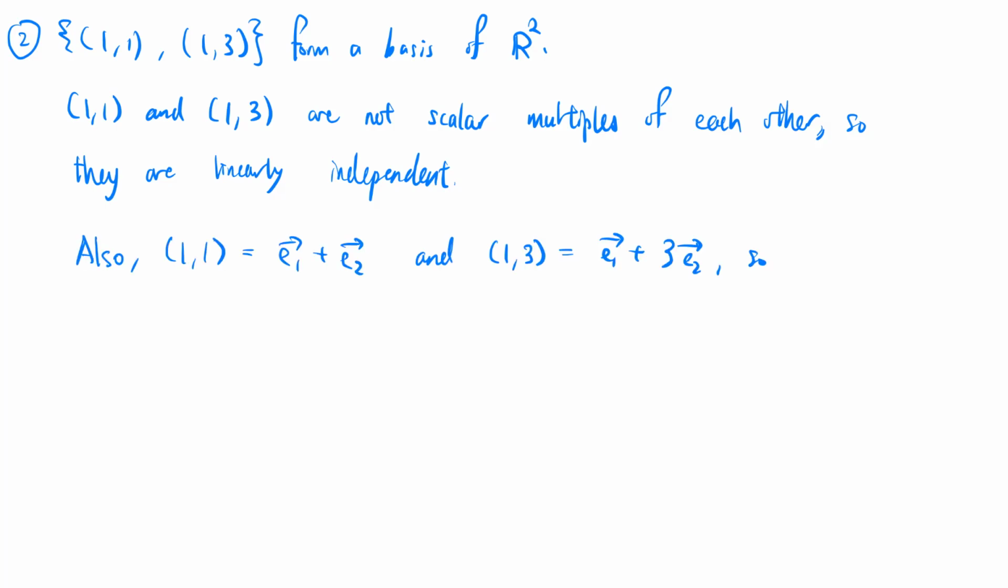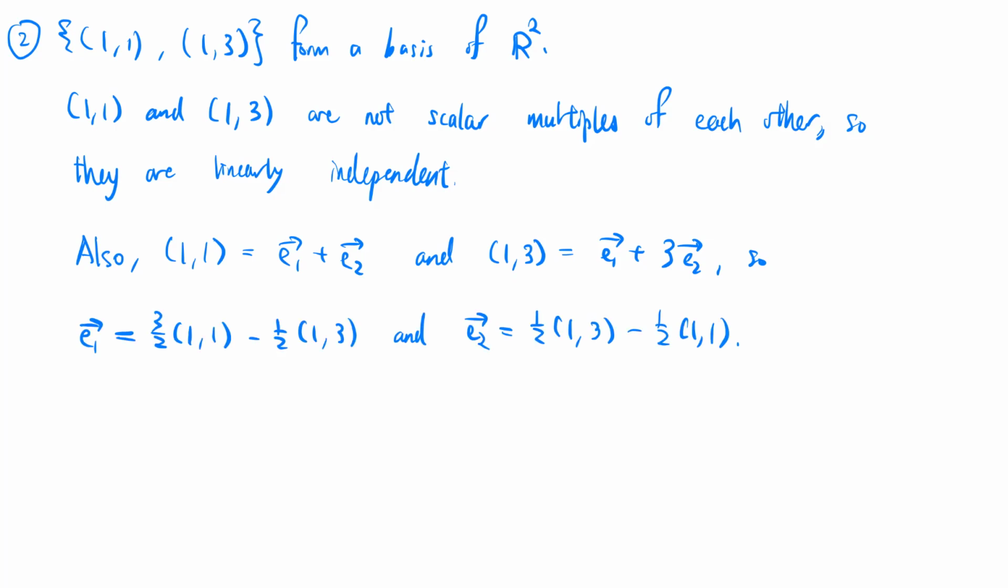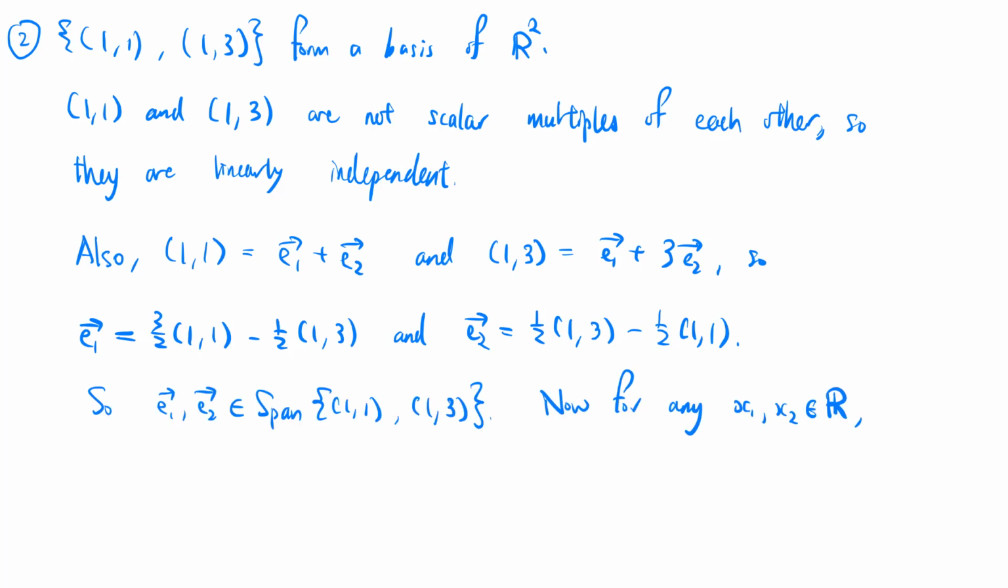Also, (1, 1) equals e1 plus e2, and (1, 3) equals e1 plus 3e2, so e1 equals 3/2 (1, 1) minus 1/2 (1, 3), and e2 equals 1/2 (1, 3) minus 1/2 (1, 1). So, e1 and e2 are in the span of (1, 1) and (1, 3).